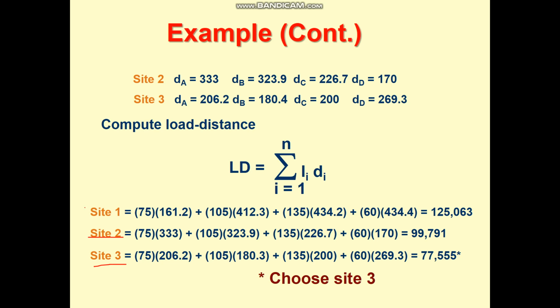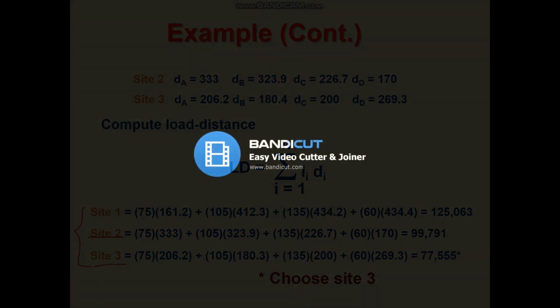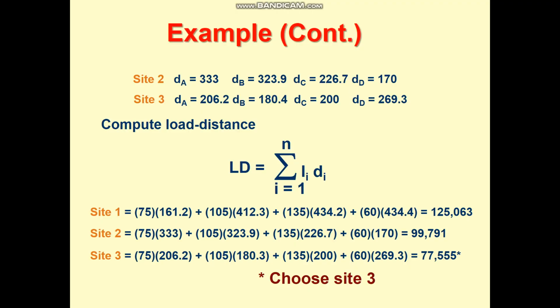After we calculate the load distance value of the 3 sites, we compare which potential site gives us the lowest load distance. Here we can see site 3 gives us the lowest load distance value. So we choose site 3 to be our new location.